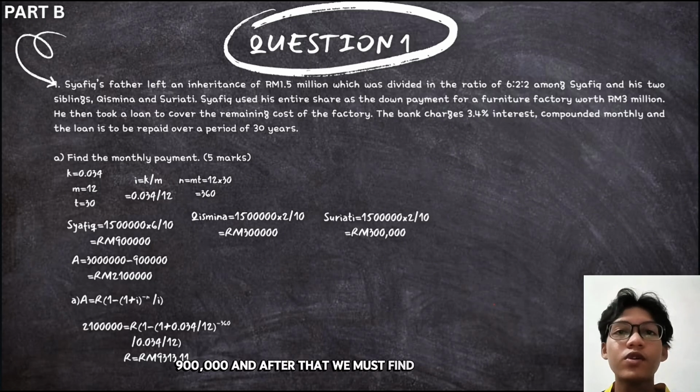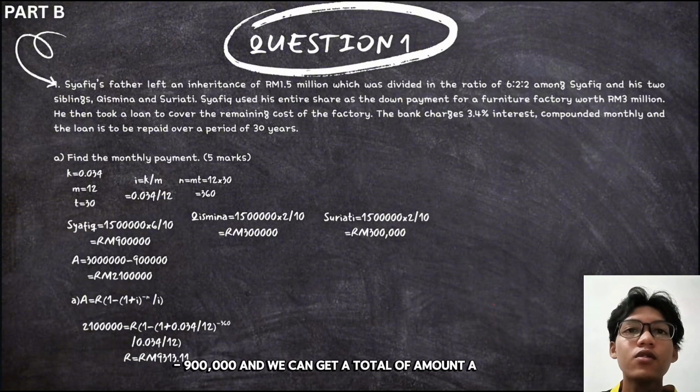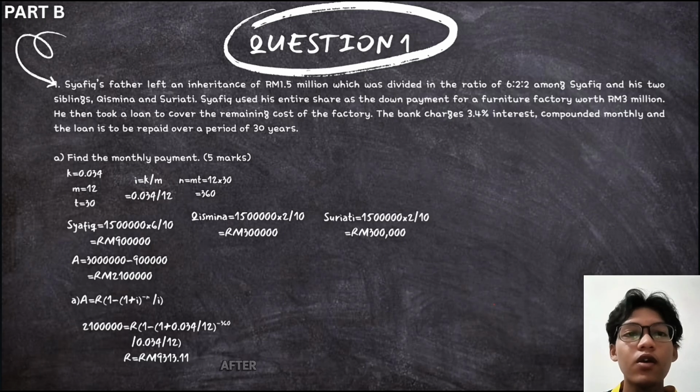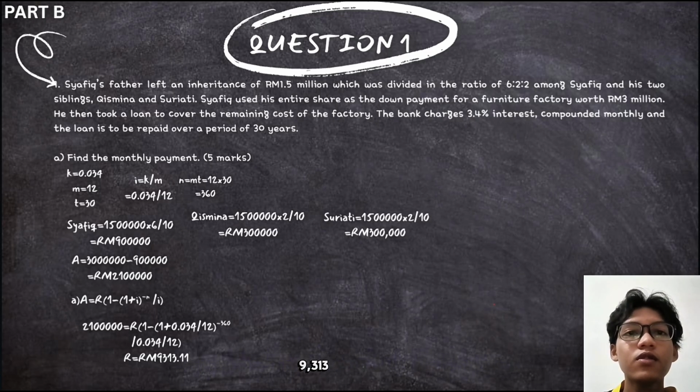And after that we must find the amount of A. We take 3 million minus 900,000, and we get the total amount A, 210,000. After that we must use the formula A equals R, open bracket 1 minus (1 plus i) to the negative power n, close bracket, over i. Fill up the formula and we get the total of R is 9,313 and 11 cents.